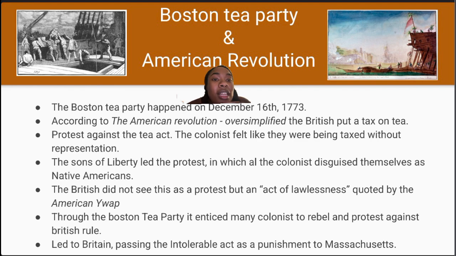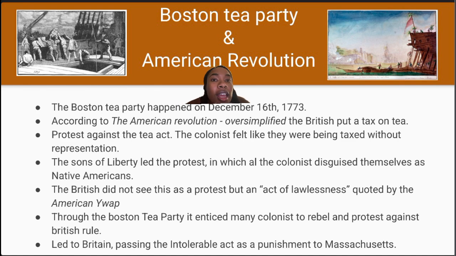The Sons of Liberty led the protest in which all the colonists disguised themselves as Native Americans. The British did not see this as a protest, but as an act of lawlessness, as quoted by the American Battlefield Trust. The Boston Tea Party enticed many colonists to rebel and protest against British rule, and led to Britain passing the Intolerable Acts as a punishment to Massachusetts.